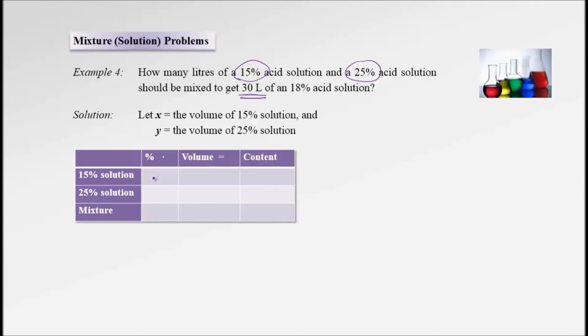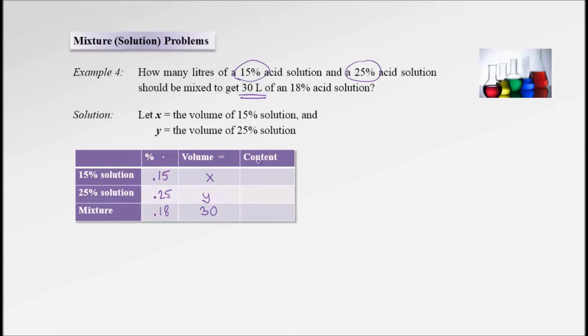The 15% really means 0.15 as a number. 25% is 0.25. The mix should be of 18%, so it's 0.18. Now, the volume. 30 liters, that's the overall volume of the entire mixture. 30 liters goes here. How many of this and how many of that, we don't know, but that's why we introduced those variables. So we have x liters of 15% and y liters of 25%.